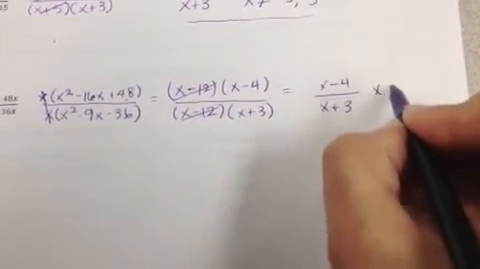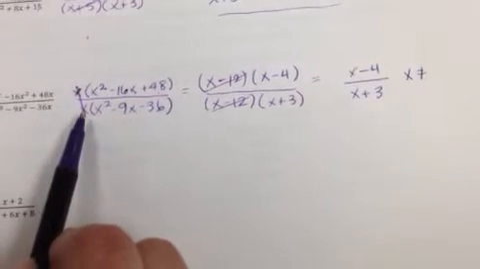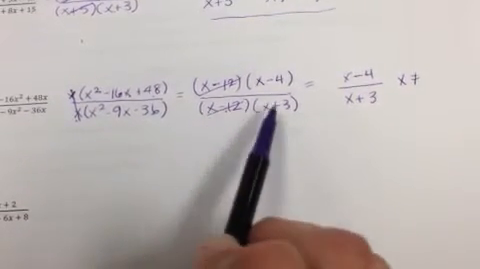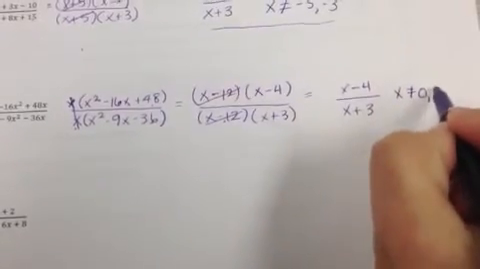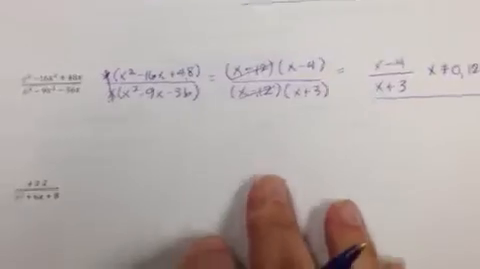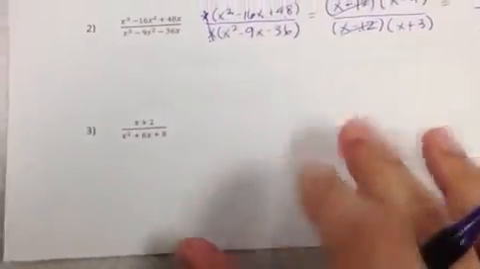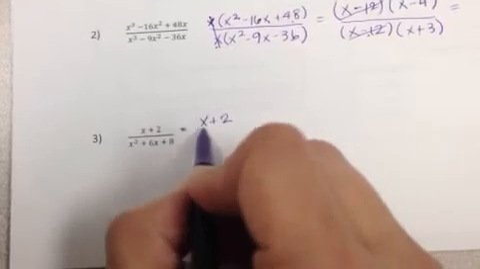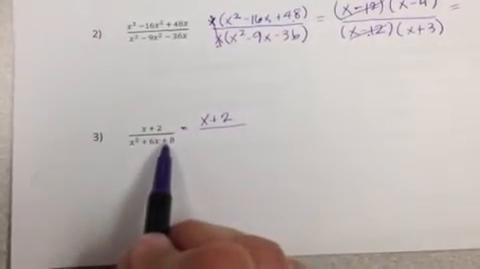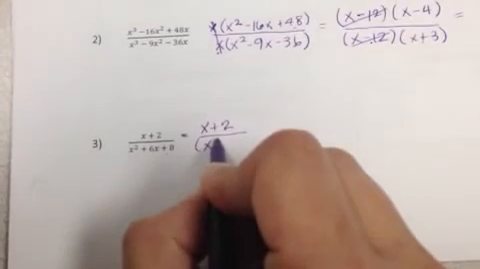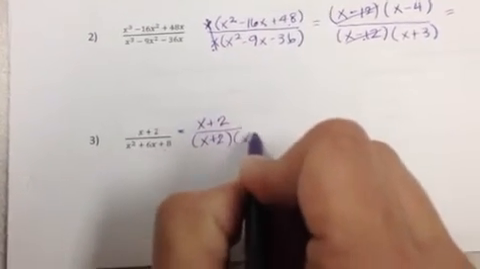And remember, x can't equal 0, it can't equal 12, that creates a 0, or negative 3. And that's our answer. All right, one more for part 1. We have problem number 3. In the numerator, I have x plus 1, and that can't be factored anymore. Denominator is factors of 8 that add up to 6. And that's going to be x plus 2 times x plus 4.